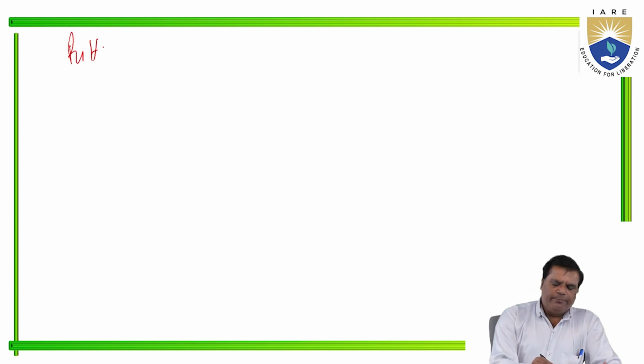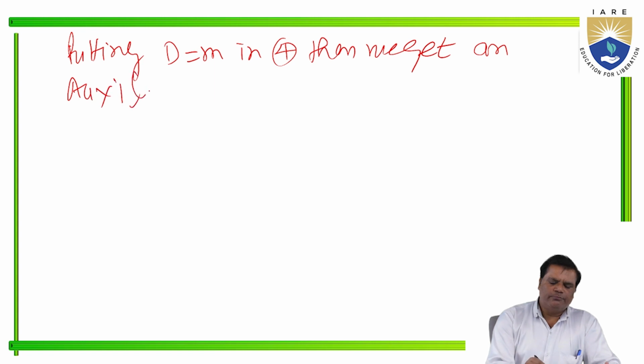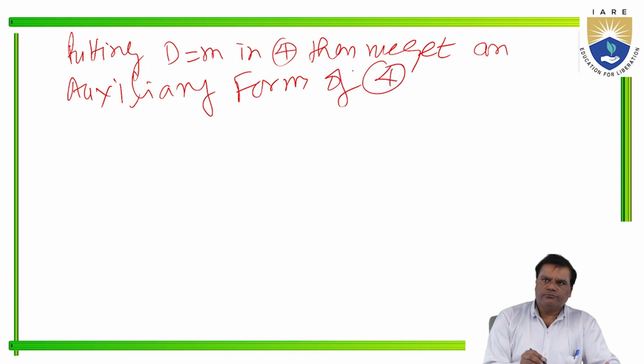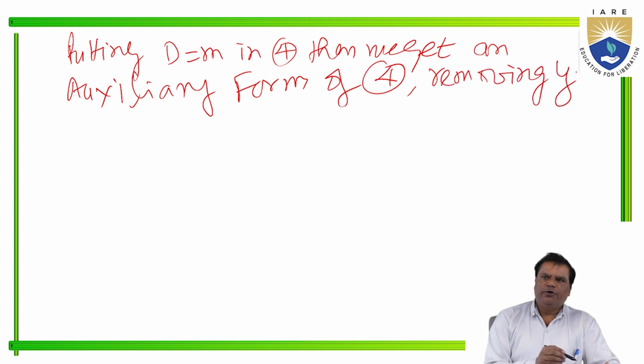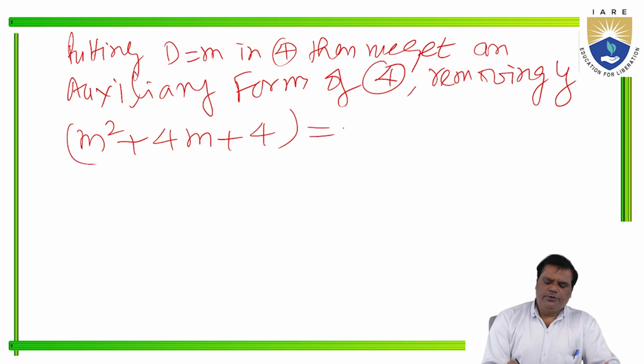So here putting D equal to m in equation 4, we get an auxiliary equation. Removing y, our answer is m square plus 4m plus 4 equal to 0. This is auxiliary equation 5.